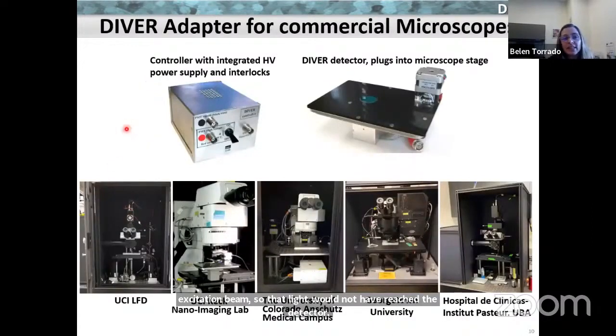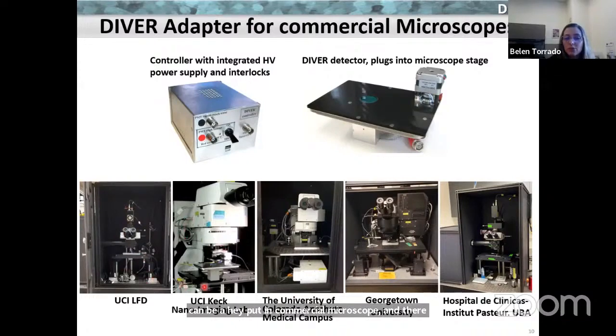So here I'm showing the divers that exist in many different places. Since the diver detection part can be put in commercial microscopes, there are many already built. At UCI we have 2 of them. There is one in Colorado, one in Georgetown University, where Suman is, and the good part is that you guys will have one very soon in Uruguay that you'll be able to use there.